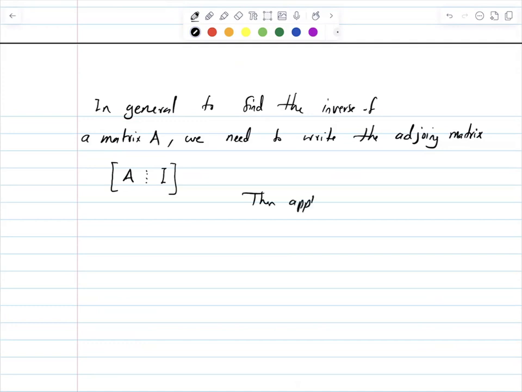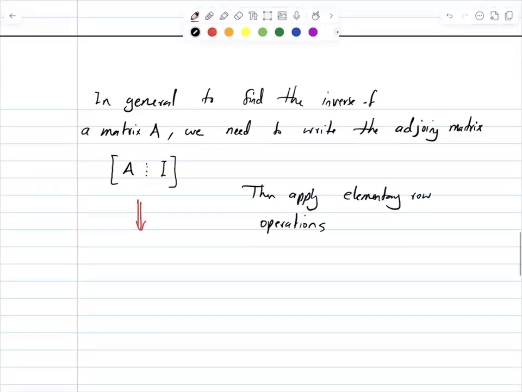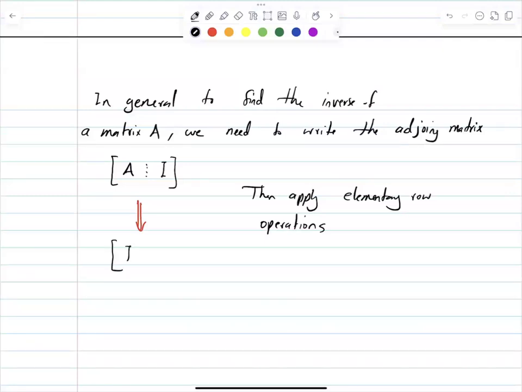Then apply elementary row operations and then convert this matrix into the matrix that you're going to see identity matrix on the left-hand side, and the matrix on the right-hand side is going to be the inverse of your matrix. So the entries on the left-hand side now are identity matrix, and the entries on the right-hand side are going to be the inverse matrix.